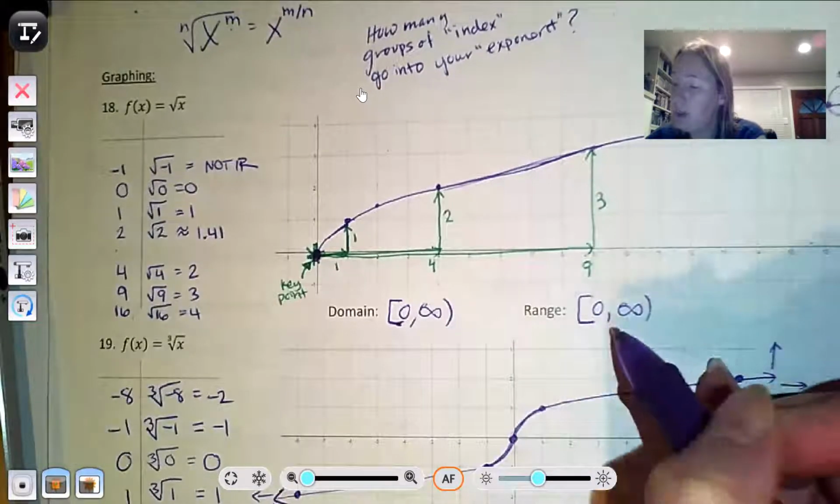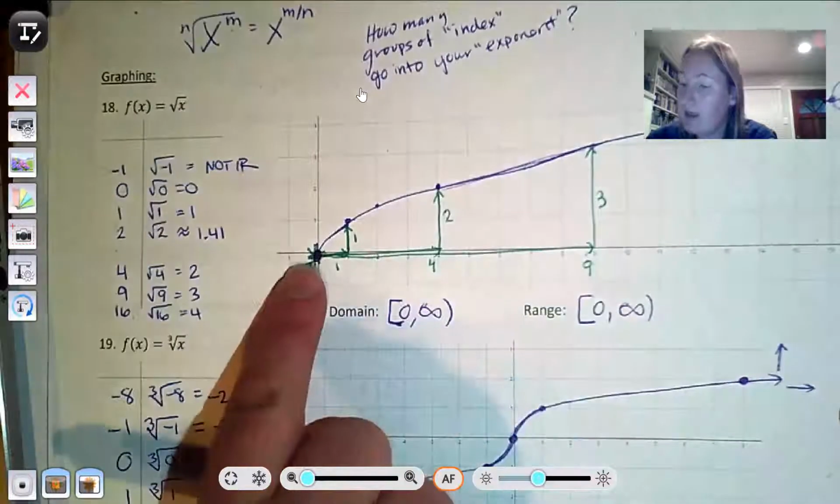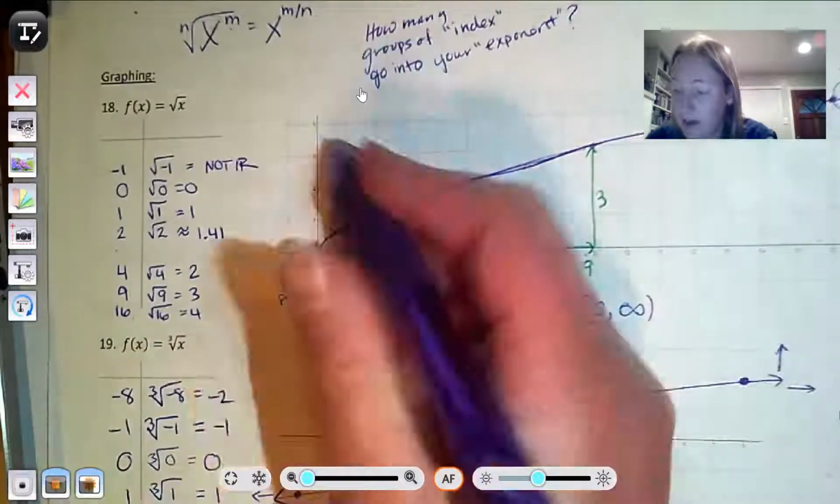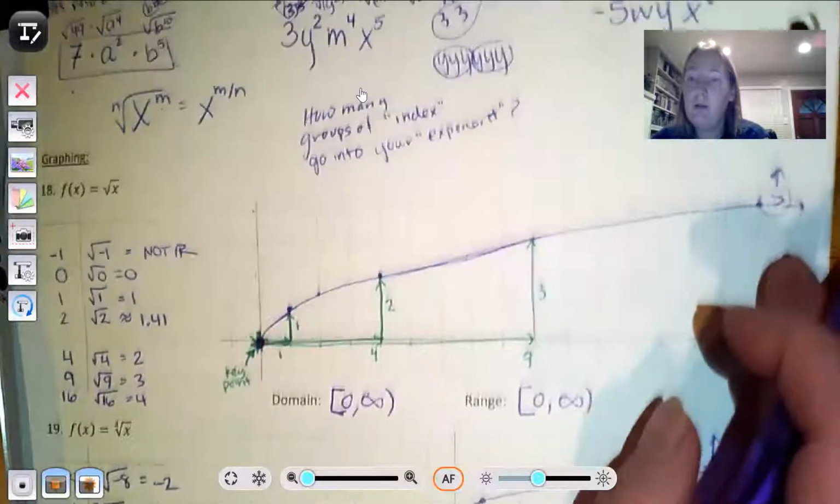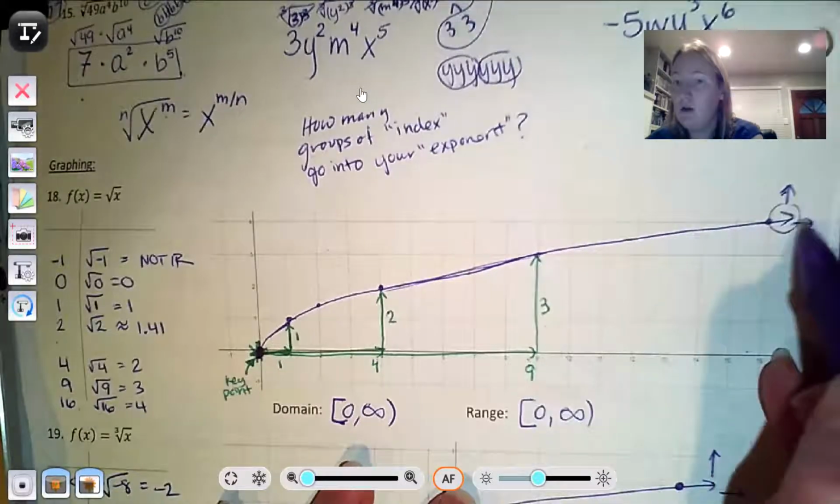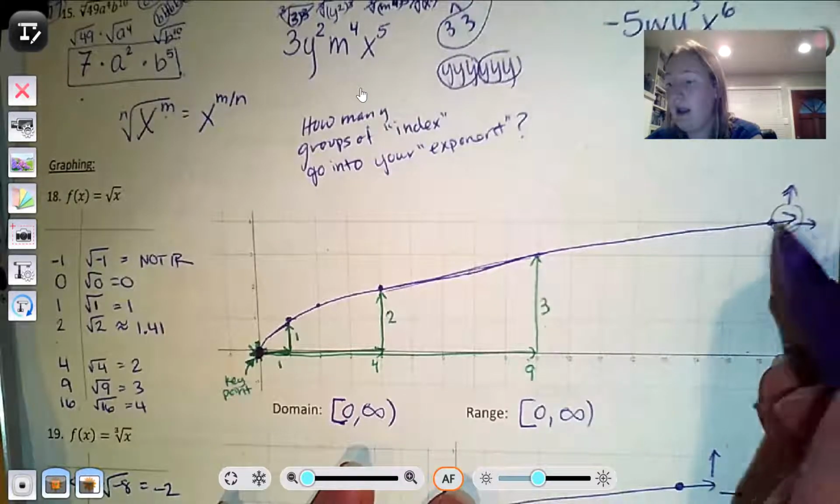The range is your y. So the lowest your curve goes on the y-axis is right here. And so 0, and again, it includes it because it's a closed dot right here. That was an actual point. And then it keeps going up. So when I'm looking at these curves for domain and range, if there is an arrow, then think about the components of the arrow. This is going to the right and upward.